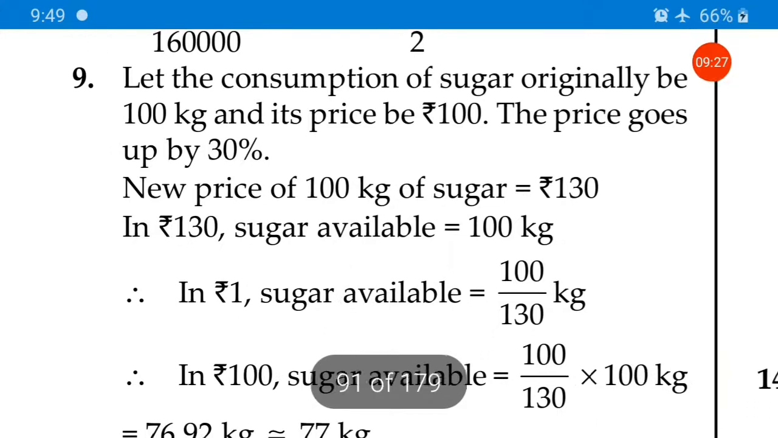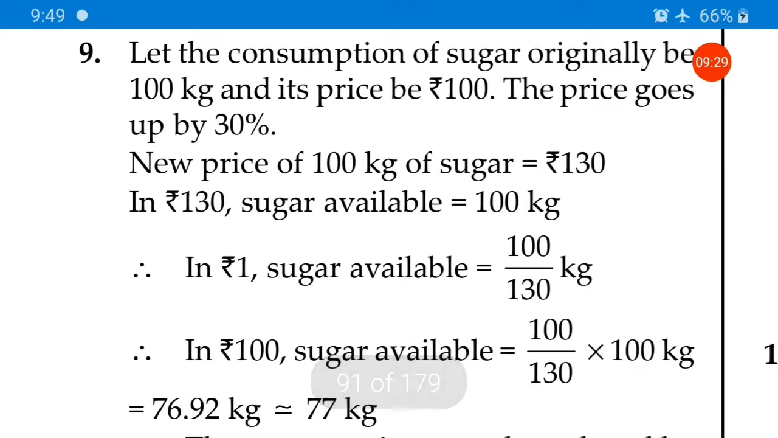Question number 9. The price of sugar goes up by 30%. By what percent should a housewife reduce her consumption so that the expenditure does not increase? Let the consumption of sugar originally be 100 kg and its price be 100. So it is an assumption only. So it's a supposed value. 100 kg and price is 100 rupees.